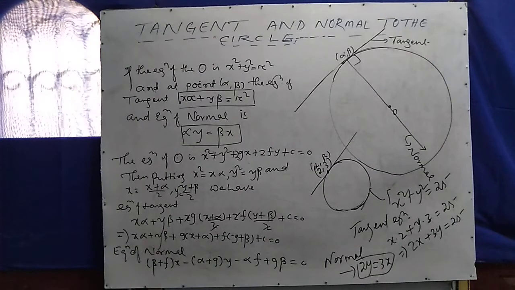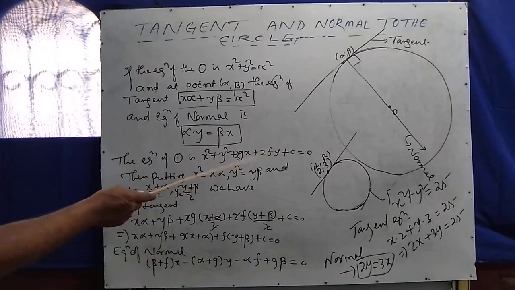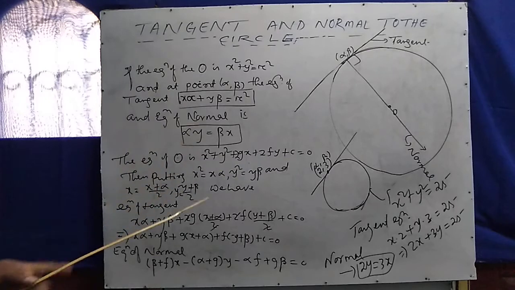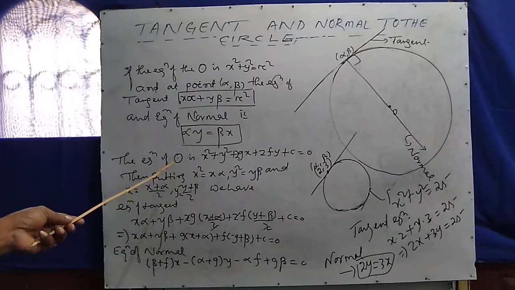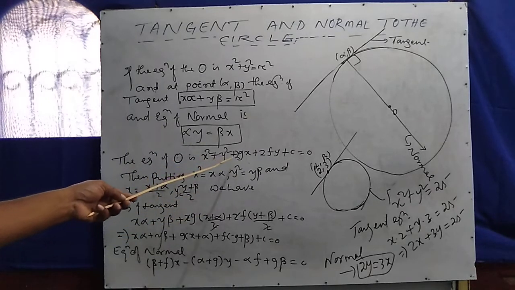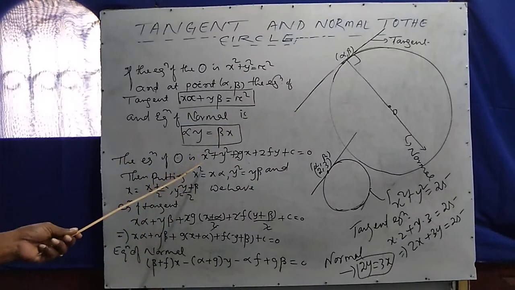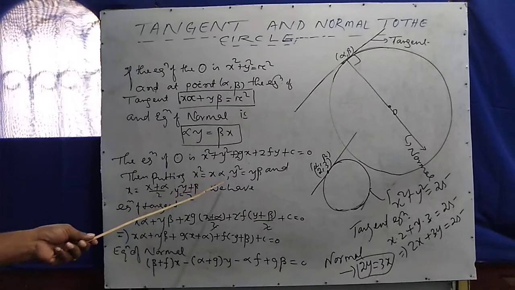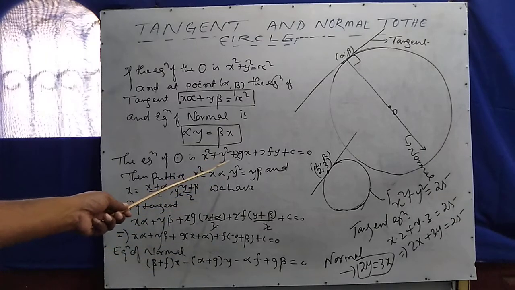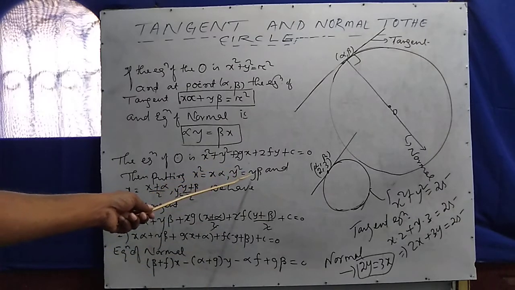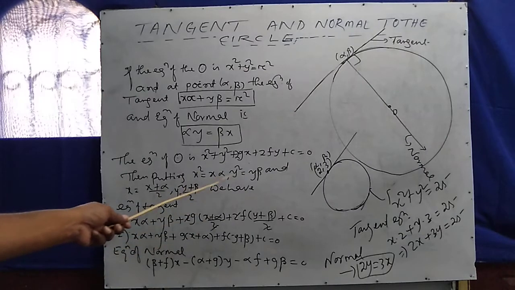Now if the equation of the circle is in this form, this is the general equation: x square plus y square plus 2gx plus 2fy plus c equals 0. Then at the point alpha beta, what is the equation of the tangent and normal? Look, instead of x square you take x into alpha, and instead of y square it is replaced by y into beta, where alpha beta are given.